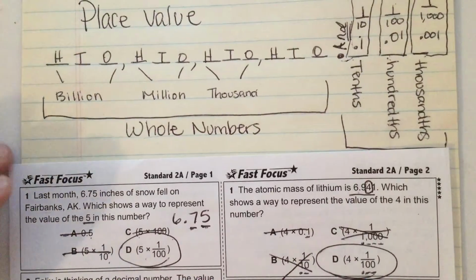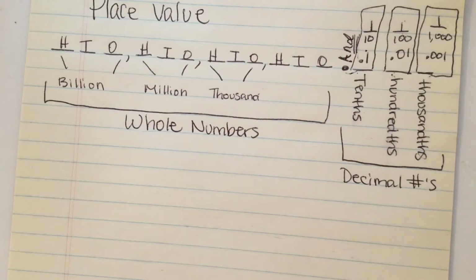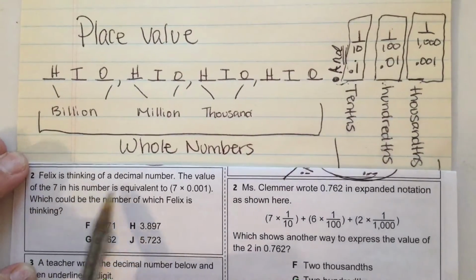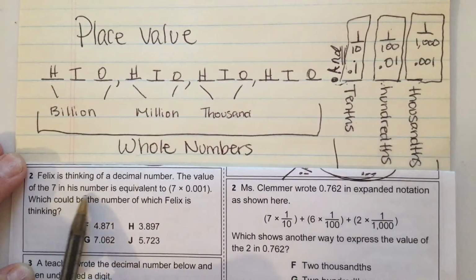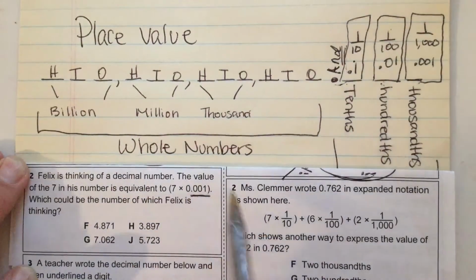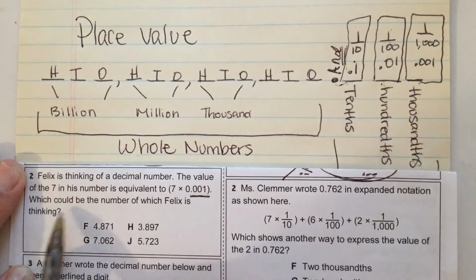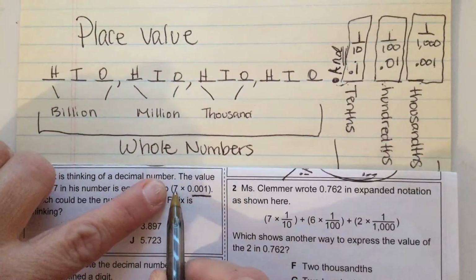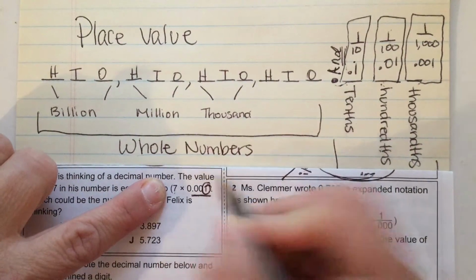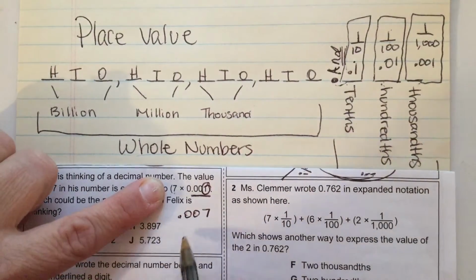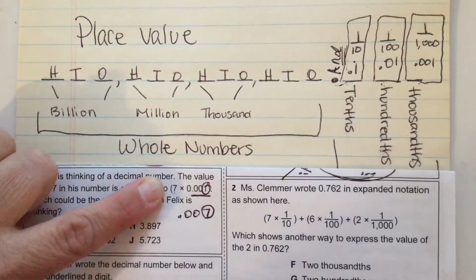Now, let's look at the next set of numbers. So I'm going to fold this over so you can still see the place value chart. All right, Felix is thinking of a decimal number. The value of the 7 in this number is equivalent to 7 times 0.001. So look at where that 1 is. Which could be the number of which Felix is thinking, which means this 7 is going to take the place of the 1. So it has to be 0.007, which means any number I'm looking for has to have a 7 in that very last digit.